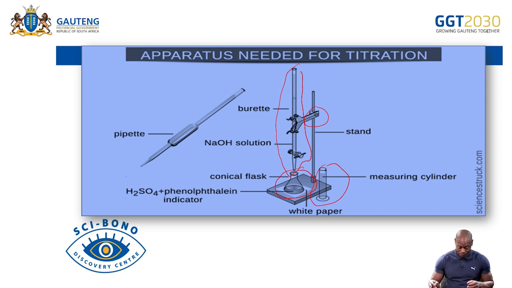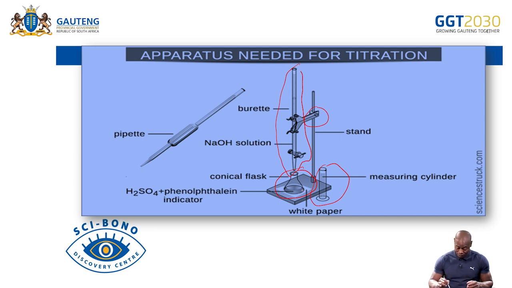Then we also need a pipette. We can choose to use a pipette or a measuring cylinder. Between the two, both of them measure the volume of a solution. All right. So these are the apparatus that we need, and when it comes to exams, you will sometimes be asked to give the names of those apparatus, so you should know them.